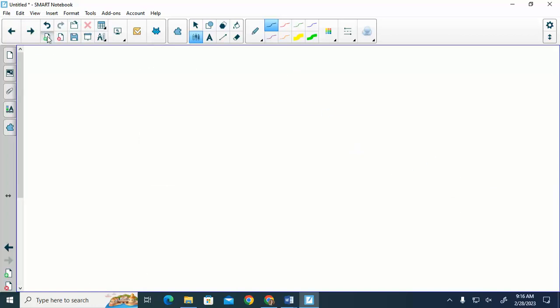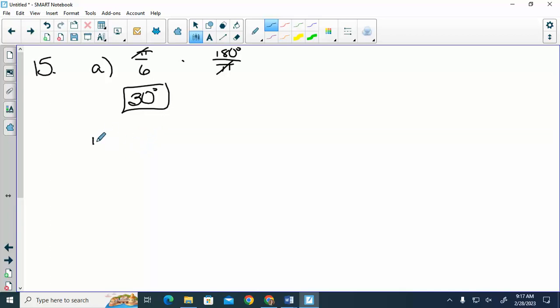Okay. Let's talk about 15. So going the other way. We should know at this point, pi over 6 is the same as 30 degrees. Okay, why? If you do your conversion, if you multiply by 180 over pi, the pi's cancel, and 180 divided by 6 is 30. B, pi. Everyone should know this, pi is the same as 180 degrees. We use that conversion every time we go between degrees and radians.